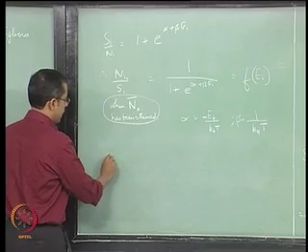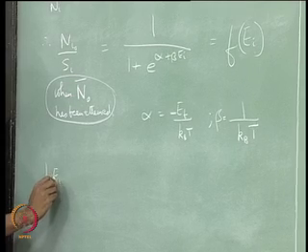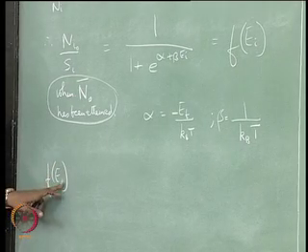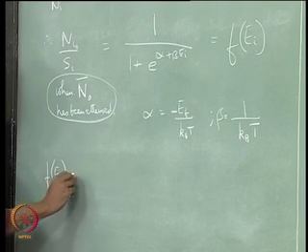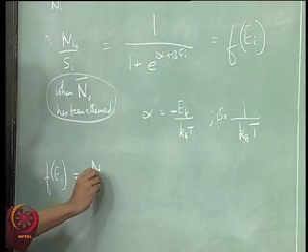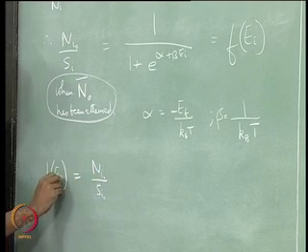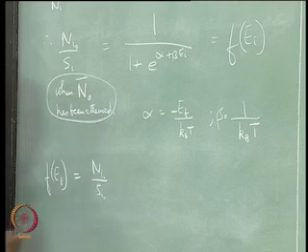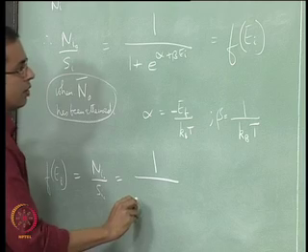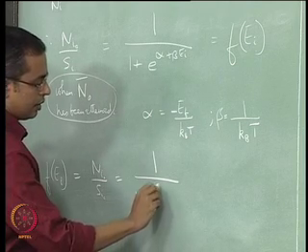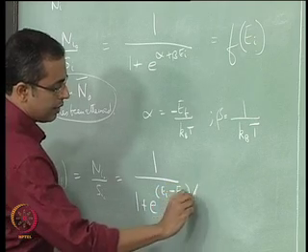So f of E_i, or in the general case f of E, where i would be some particular energy level designated by this energy value E, is simply n_i naught by g_i naught. If you want, we can write E_i and we will generalize it a little later. So we have simply 1 by 1 plus e to the power (E_i minus E_F) divided by k_B T.